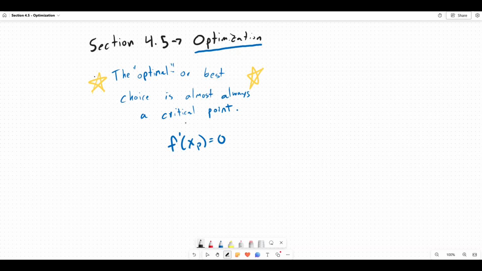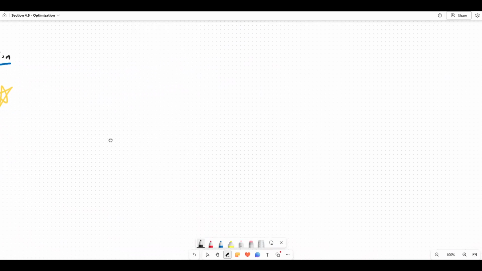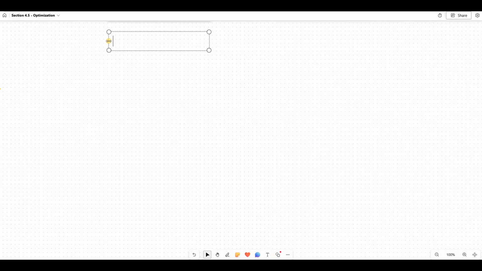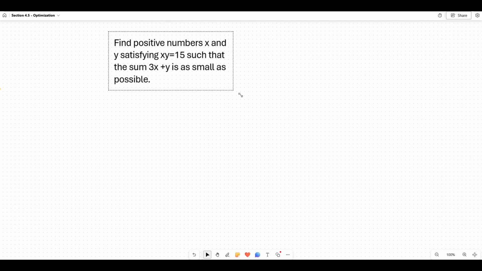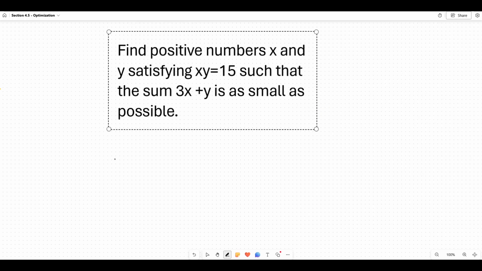Okay, so I actually want to do one of the first questions from your homework, just because I think it's useful and interesting. Let me just type it out so we can be very clear about what we're trying to answer. It says find positive numbers x and y satisfying x times y equals 15 such that the sum 3x plus y is as small as possible. And this is going to be our first question.